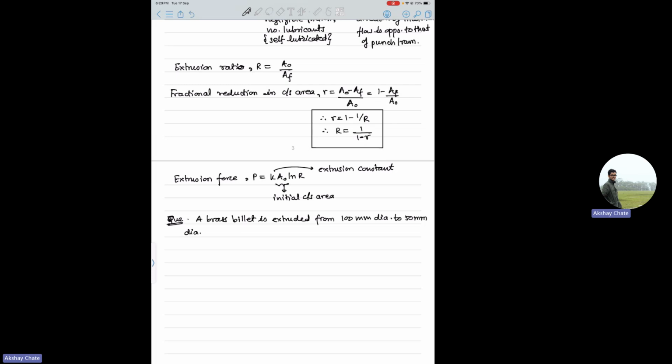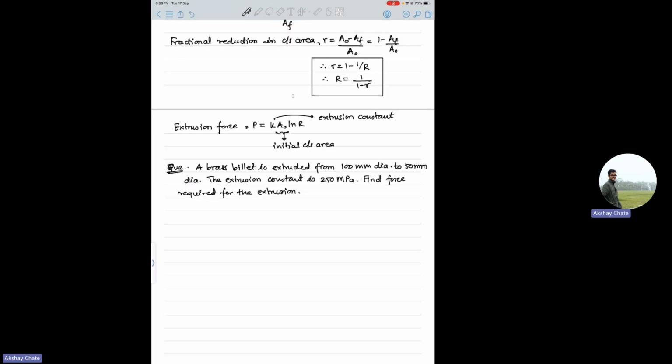And the extrusion constant is 250 megapascal. Find the force required for the extrusion. This was the question. This is a previous year GATE question, 2 mark.